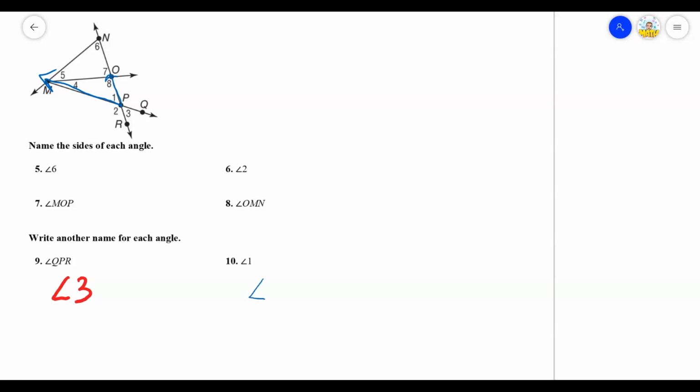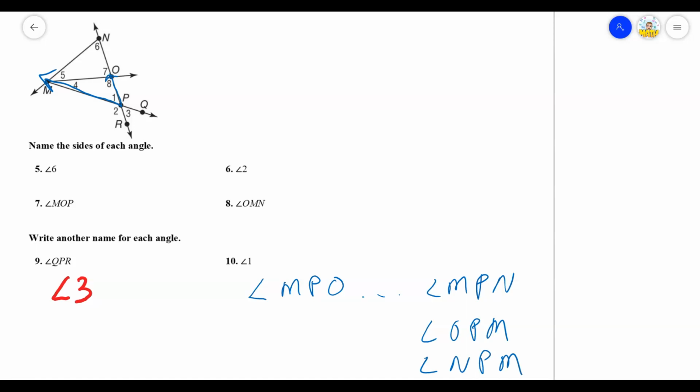So hopefully you selected angle M to P to O. I just went left to right and picked the simplest letters. Keep in mind we could have labeled that angle M, P, N. That keeps on going that way. We could also label it angle O, P, M. We could label it angle N, P, M. All of those are labeling angle 1. They all go in the same spot.